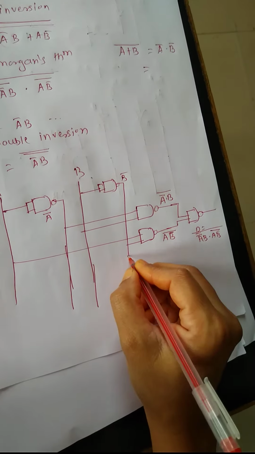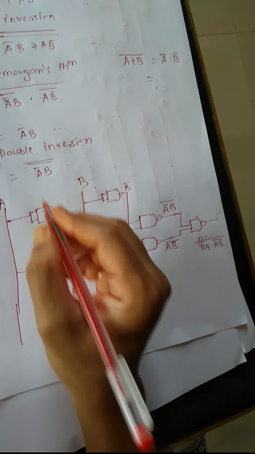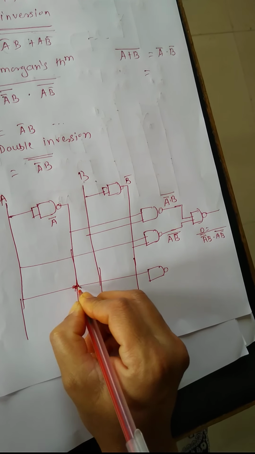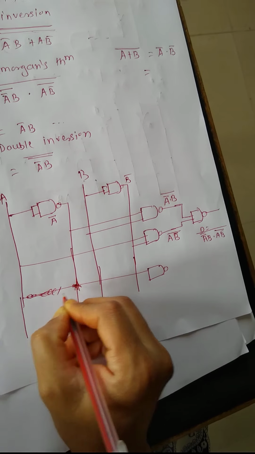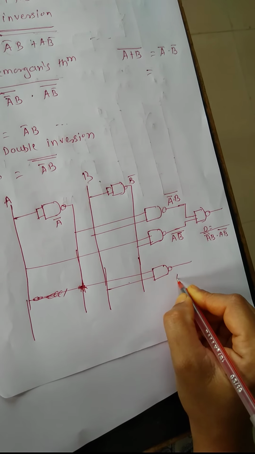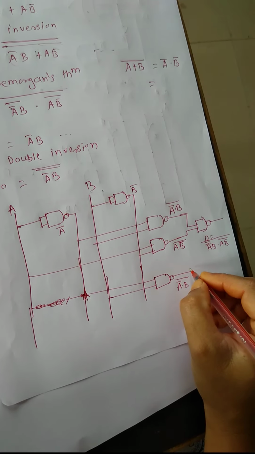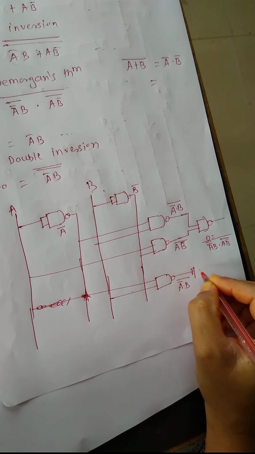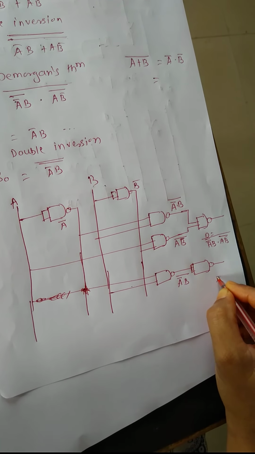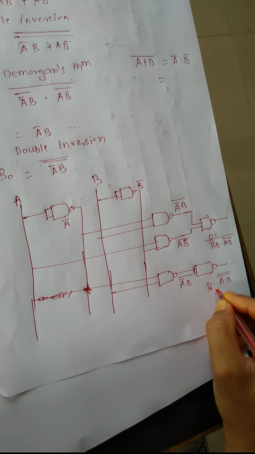And the borrow equation, double inversion. There is a bar, so the input is A bar from here, and the B input, connected here. The output of that NAND gate is A bar B single bar. This output we connect to the next NAND gate. So the output of that is A bar B double bar. This is the equation for borrow.